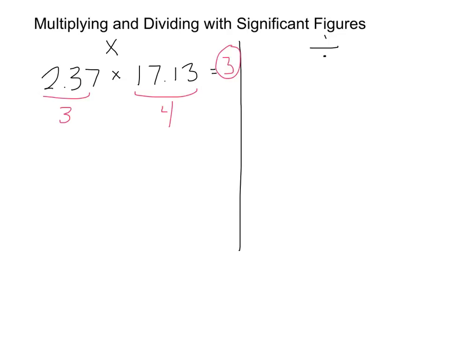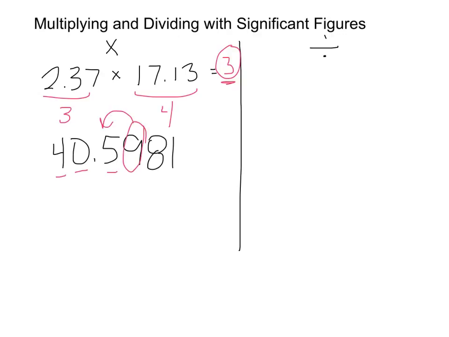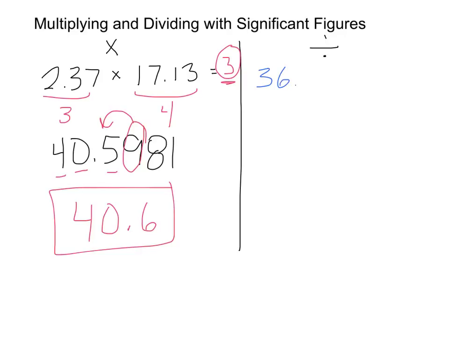So quickly put those in your calculator and let's see what the calculator answer is. So this is what I got for the calculator answer. I said that I could only have 3, so I start here and count 1, 2, 3. Again, I look at the next one. If it's bigger than 5, I'm going to go up, so I would report 40.6. Done. Same kind of thing happens with divide. You can take and say 36.25 divided by 4.5 equals, that's a 5.